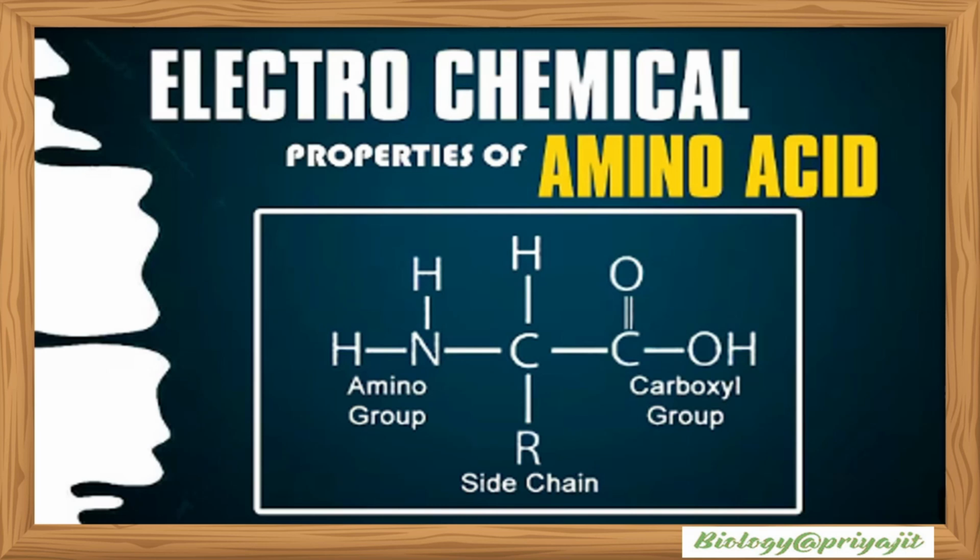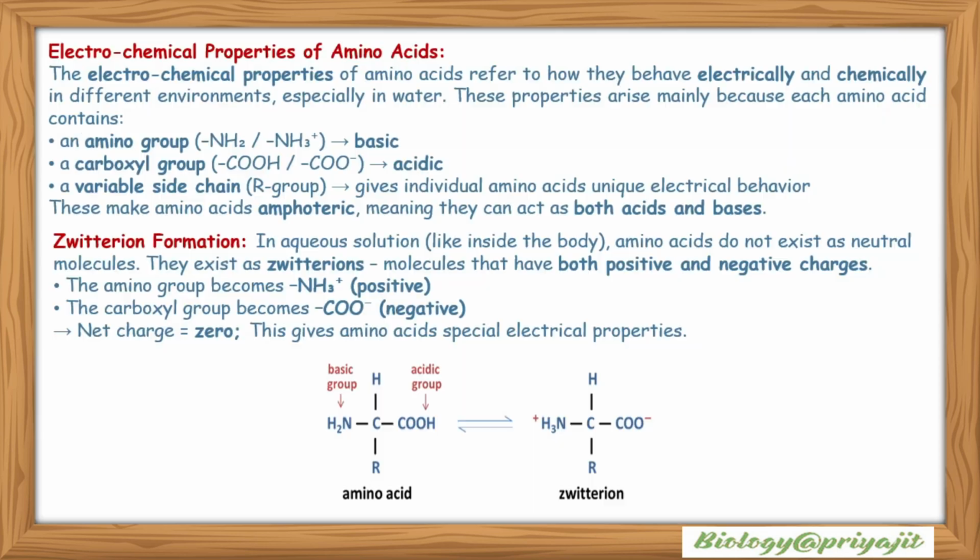Amino acids are unique because they act as both acids and bases, and this dual nature influences protein structure, enzyme activity, and countless cellular processes. In this class, we will uncover how amino acids ionize, how their charge changes with pH, and why concepts like pKa, Zwitterion, and isoelectric point are so important in biology.